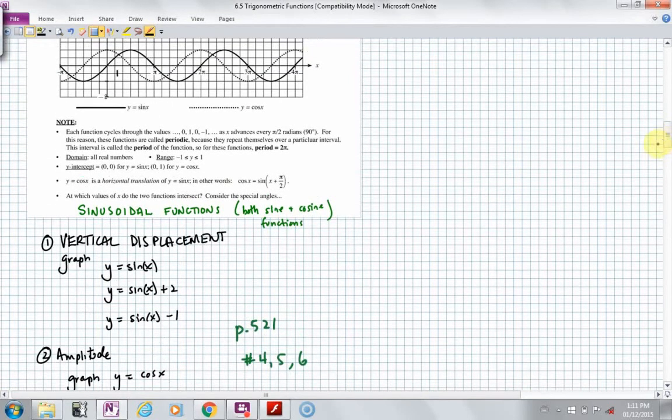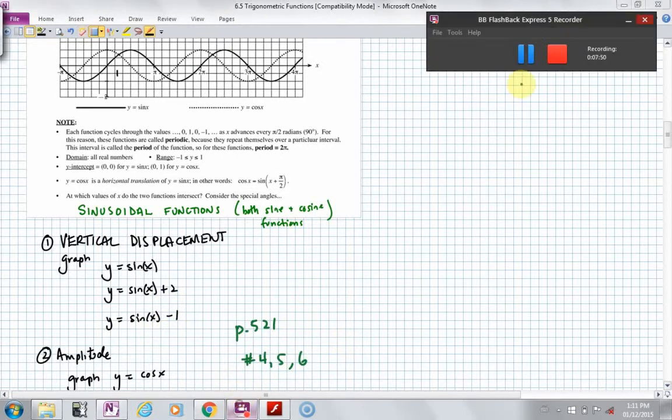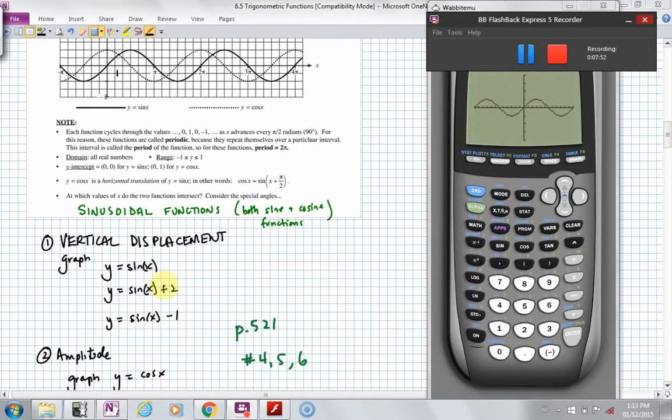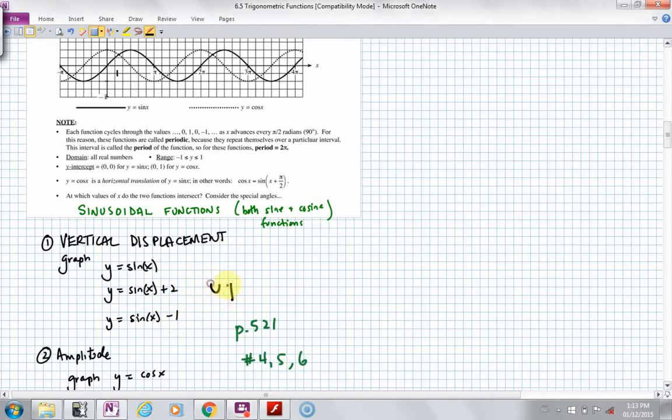So what I want you to do with your graphing calculator right now is graph y equals sine x plus 2, and y equals sine x minus 1, and then see what happens. So when we graph sine x plus 2, what does it do? Goes up 2. And when we graph sine x minus 1, what happens? Down 1.